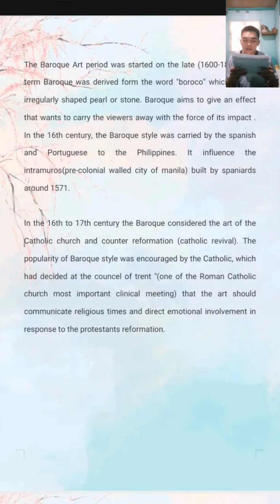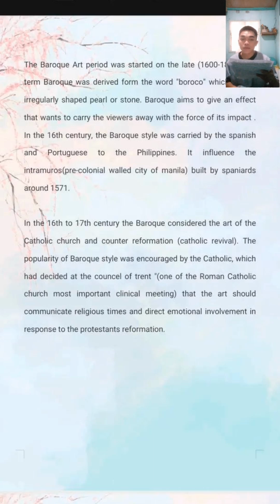In the 16th to 17th century, the Baroque was considered the art of the Catholic Church and the Counter-Reformation or Catholic Revival. The popularity of the Baroque style was encouraged by the Catholic Church, which had decided at the Council of Trent. The Council of Trent was the Catholic Church's most important clerical meeting, where art should communicate religious themes and direct emotional involvement in response to the Protestant Reformation.